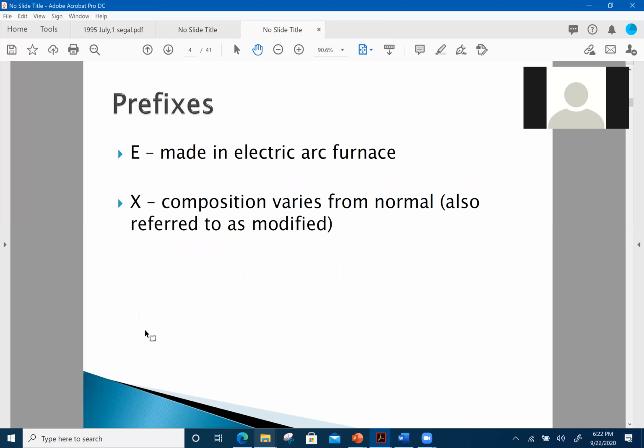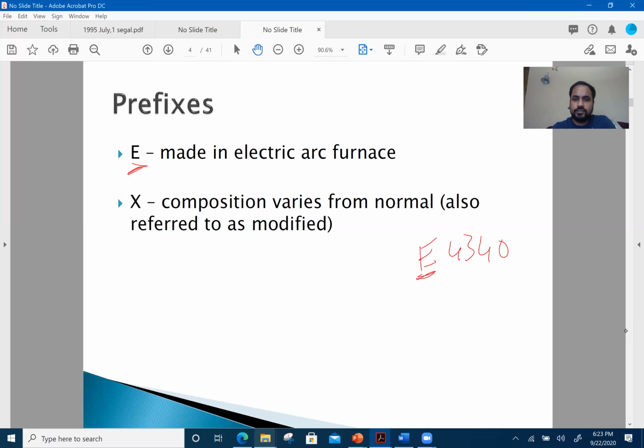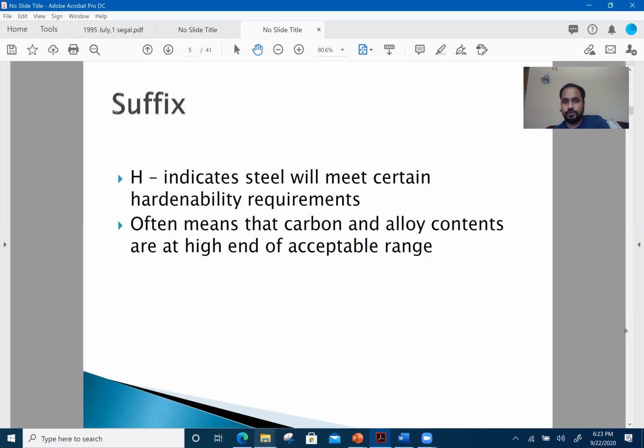That's how you show the steel which is present. Sometimes the steel might have a prefix which says E. So you might have E4340. That just shows you that it was made in an electric arc furnace. That's something which, at a bigger industry scale, people are interested in knowing, how my steel was made. And if the composition changes from the normal composition, you'll have an X. That means it's not exactly what we were aiming for. We got close to that number. So that's what the X shows you.